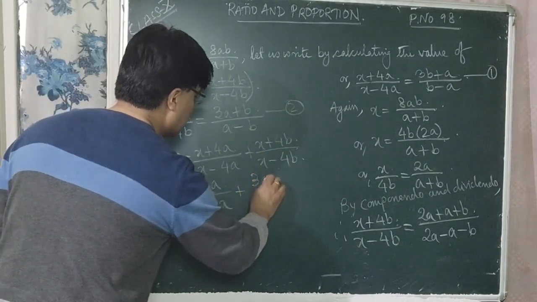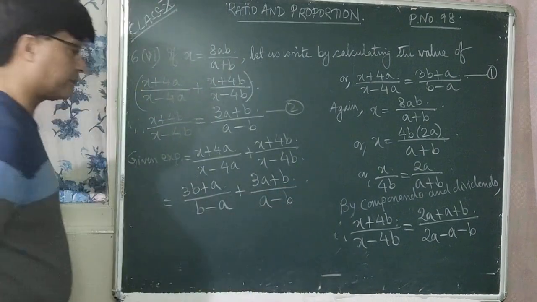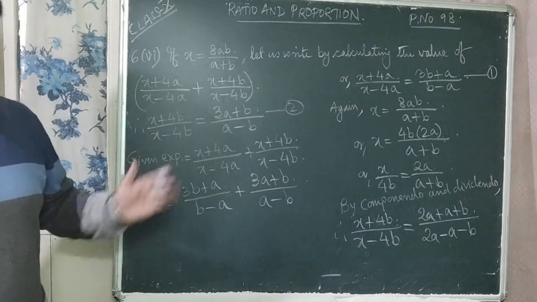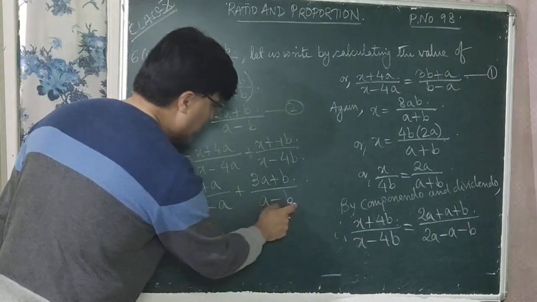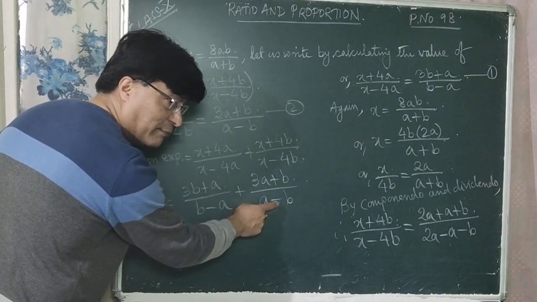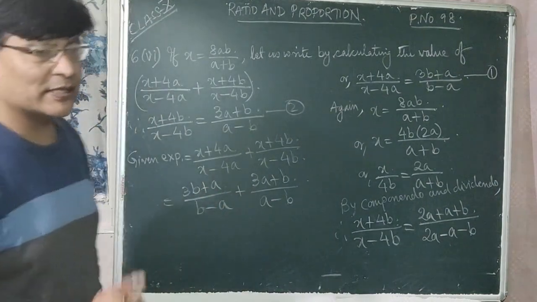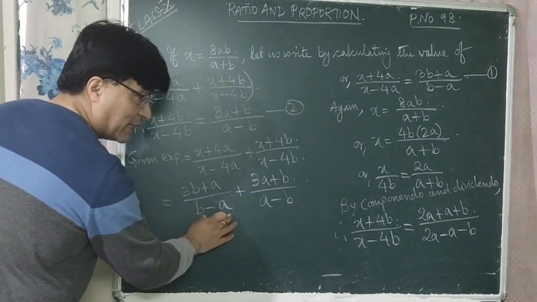It is (3a + b) divided by (a − b). Is it clear now? So now in the next step you have to simplify it. Actually, b − a and a − b are the same expression. So in this case you have to make it b − a by taking minus common here, so that you can easily get the LCM of b − a and b − a. So you should make it b − a.